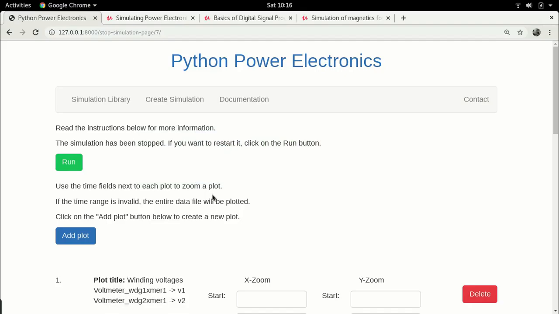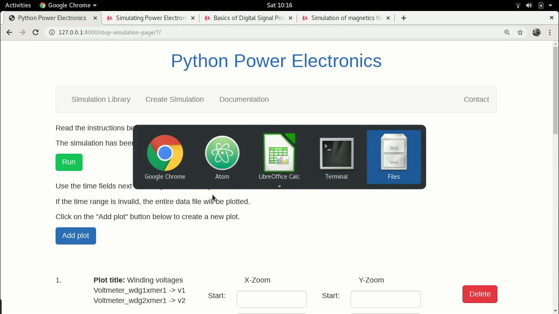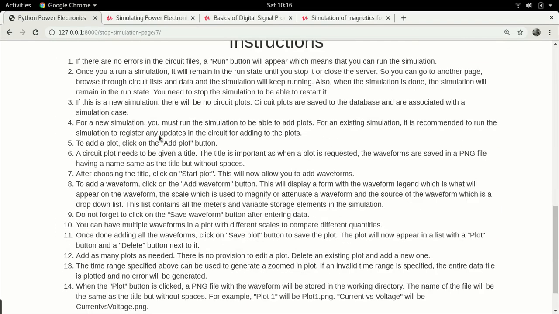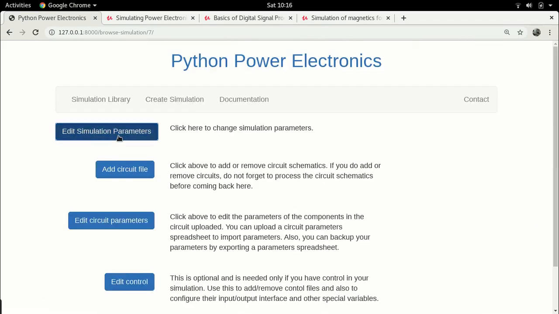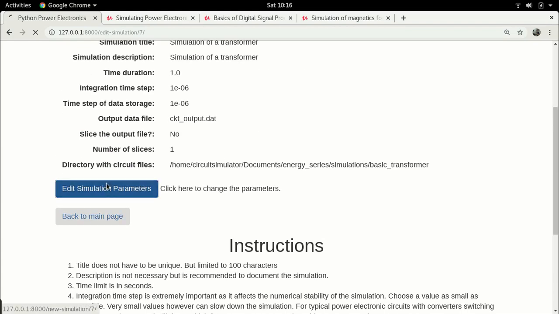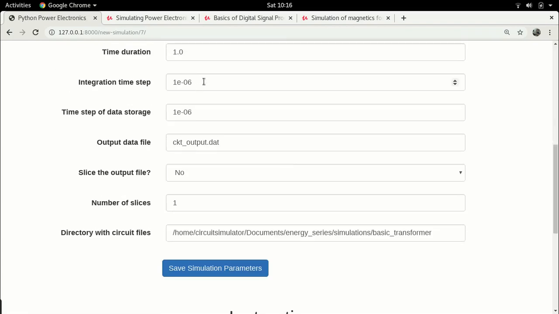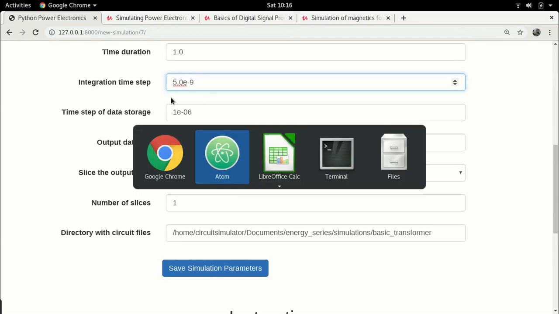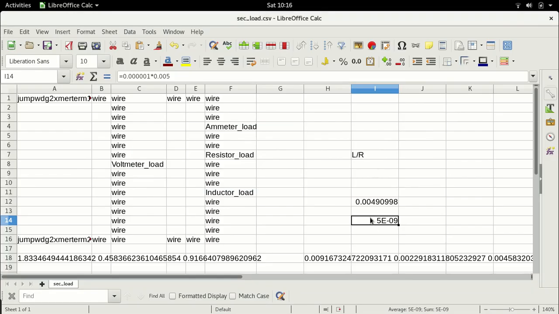We can now go actually to our simulation, and let's go back to the main edit simulation parameters. So here, the integration time step we will change to 5.0 e raised to minus 9, because that's what we arrived at. Because our system is now much faster, because our inductance is decreased by this level, therefore our time constants have also decreased by this factor.